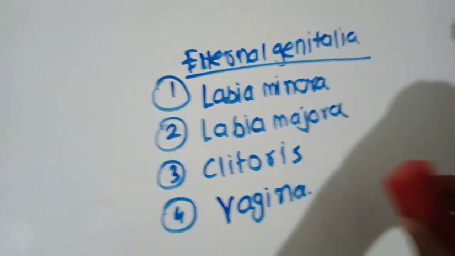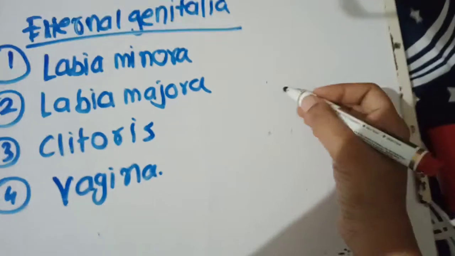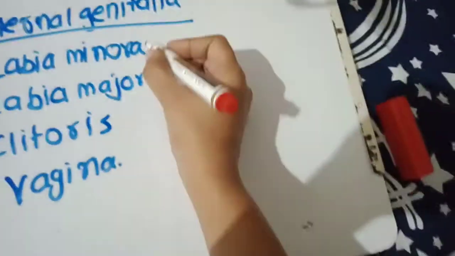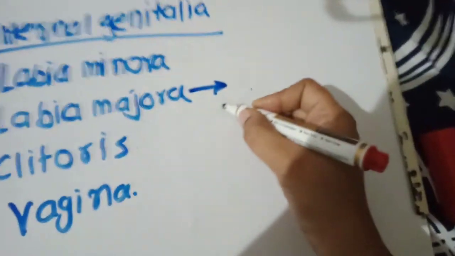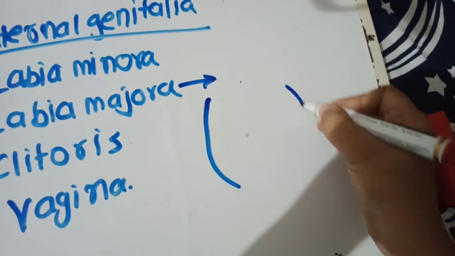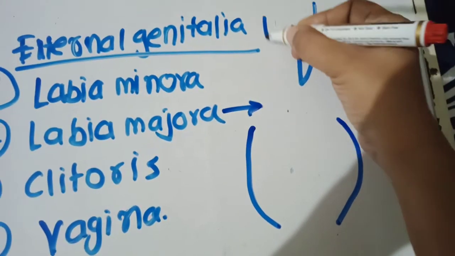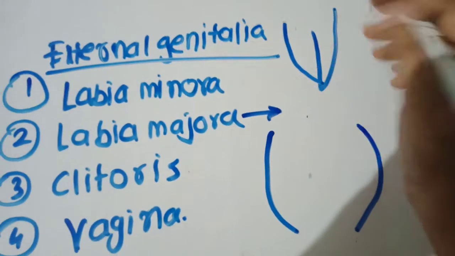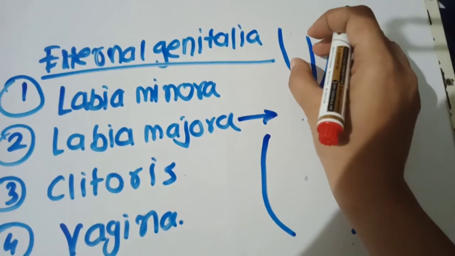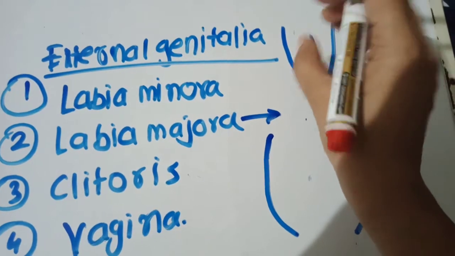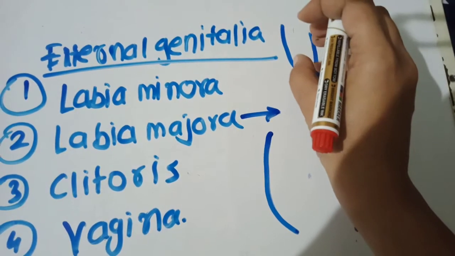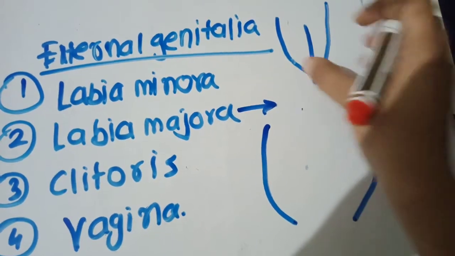Okay. So I'll show you how it looks. If you see this, the labia majora forms a very thick fold. The female external genital area looks like this: two folds that enclose the vaginal opening and the urethral opening inside. These two folds guard them.